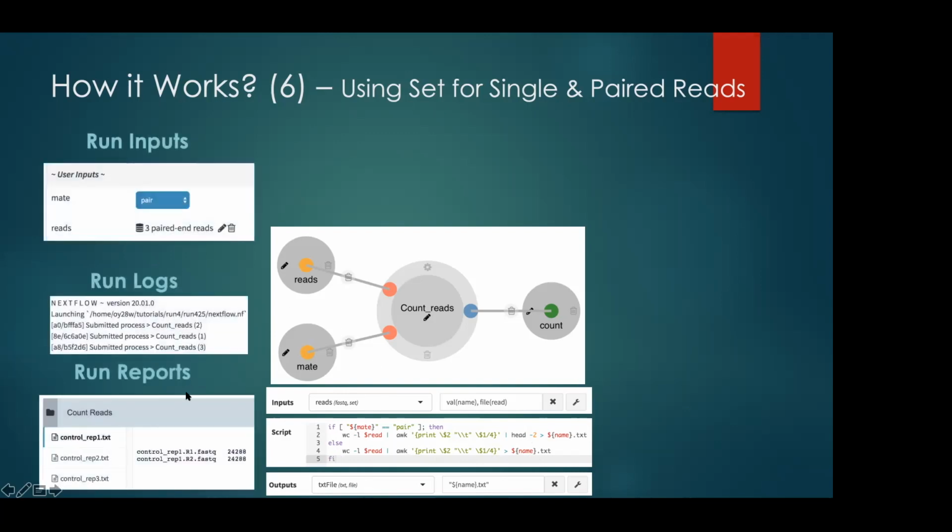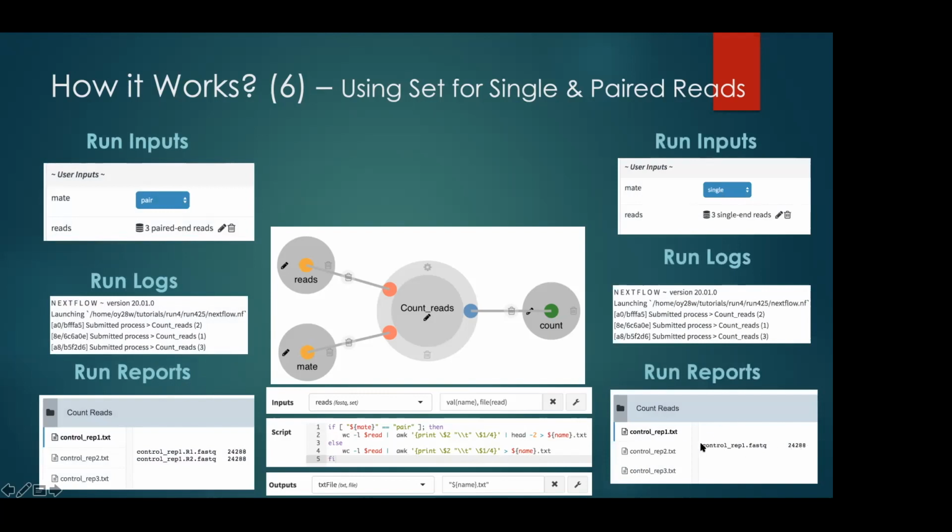And for the paired reads, now it's looking much cleaner. And for single reads, again, we have a single read support. So by just changing the mate parameter with pair and single, we can execute the same kind of a script and get the output like this.